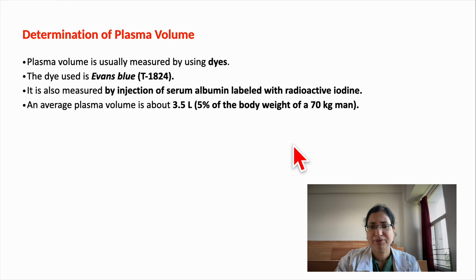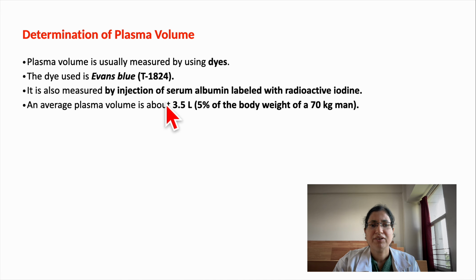Determination of plasma volume. So here these are the MCQs. Plasma volume is usually measured by using dyes. What is the name of that dye? The dye used is Evans blue T 1824. This is a multiple choice question here. So Evans blue is used here. It is also measured by injection of serum albumin labeled with radioactive iodine. So this is also a method.